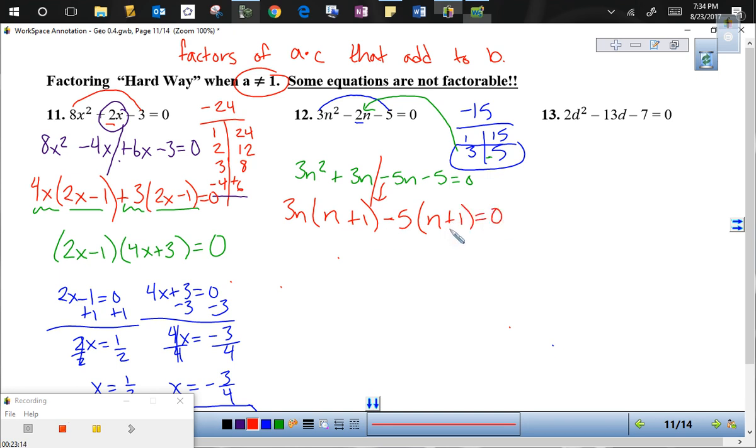Okay, again, our parentheses match up. They have to. Okay, if they don't, you did something wrong. Go check up here again. Okay, a lot of times this sign causes some problems. Okay, but that's our first one. Our second one is everything on the outside, so 3n minus 5.